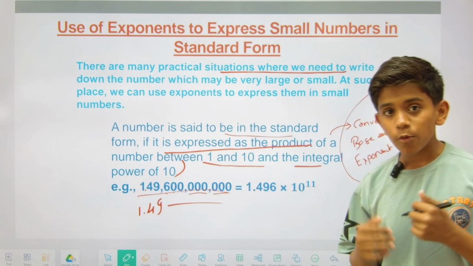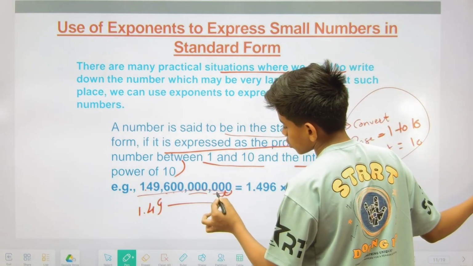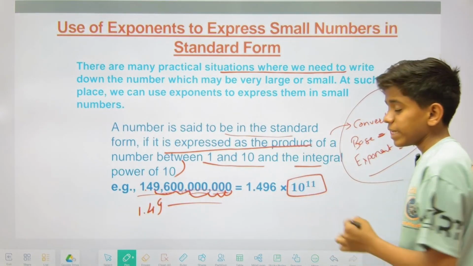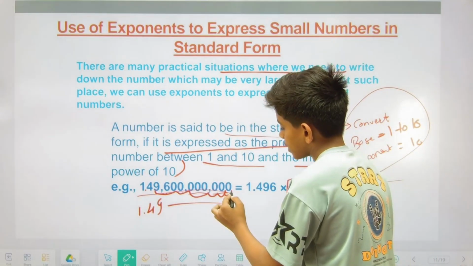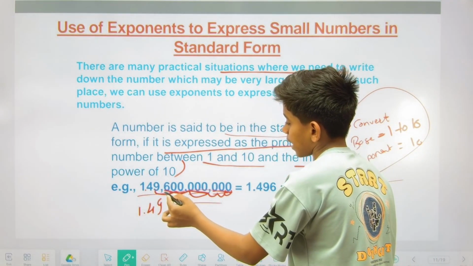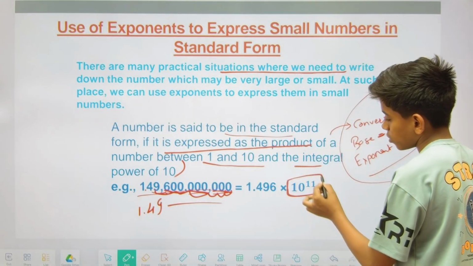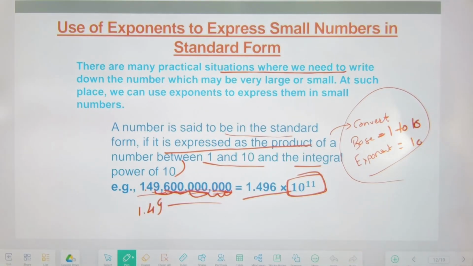So this number is now between 1 and 10. After how many zeros or digits you gave the point, just multiply it with 10 to the power of that much. So 3 and 3 is 6, 6 and 3 is 9, and 9 and 2 is 11. So here we can say that 1.496 into 10 to the power 11 is the standard form.